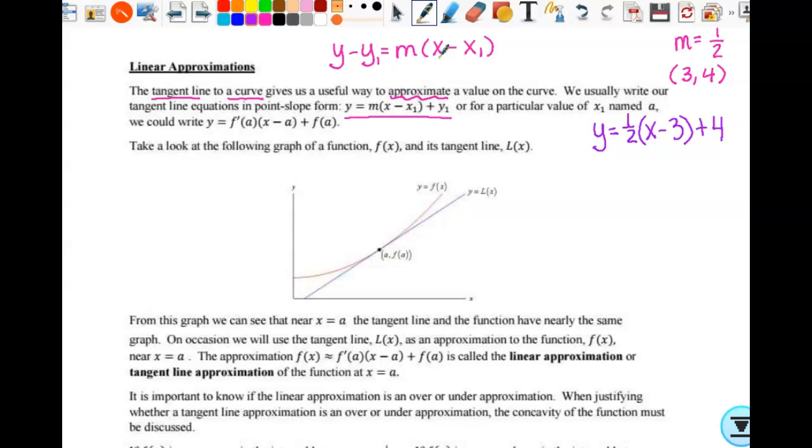Okay. So we're going to look at the following graph. This is kind of the same type of thing that we just looked at, where we have the function f of x, so that's red. I know yours isn't red.